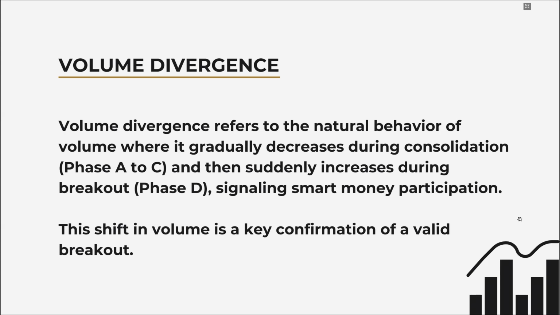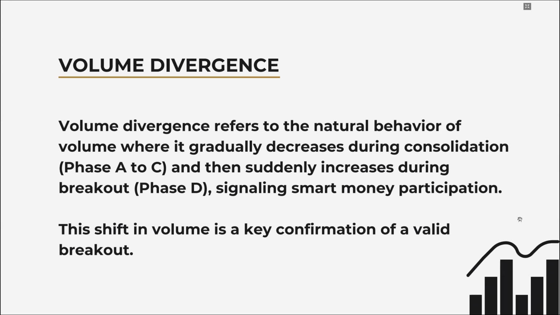This is where the smart money is pushing the markets. They are buying in huge quantities out there. That is the reason you get more volume at the breakout phase. But how do you define this actually? How do you define smart money participation? Well, that's what I'm going to explain in this video with some good examples for you guys. This shift in volume is a key confirmation for a valid breakout.